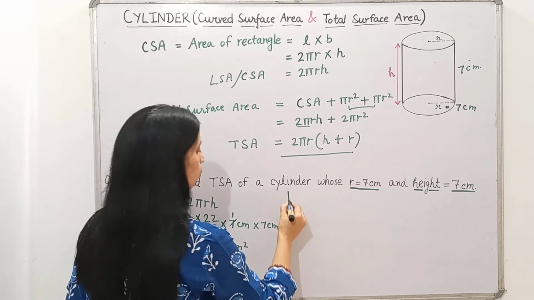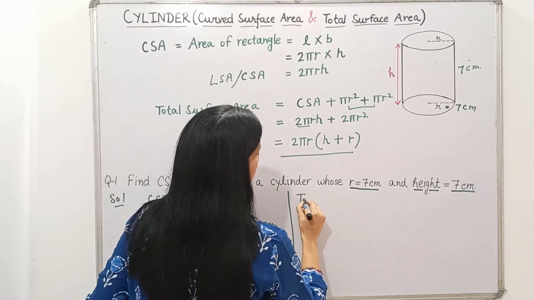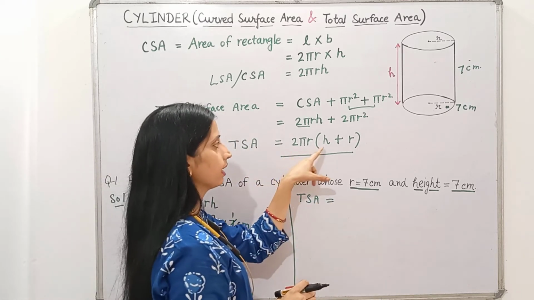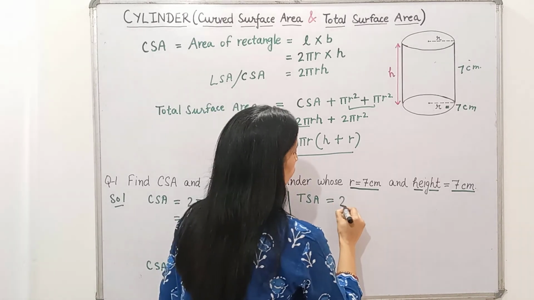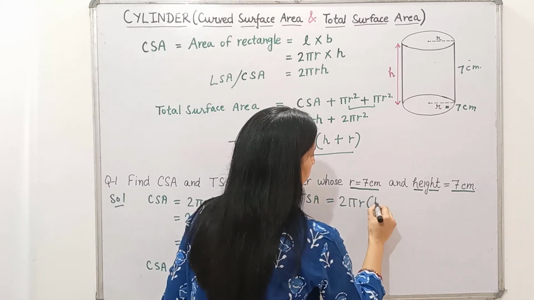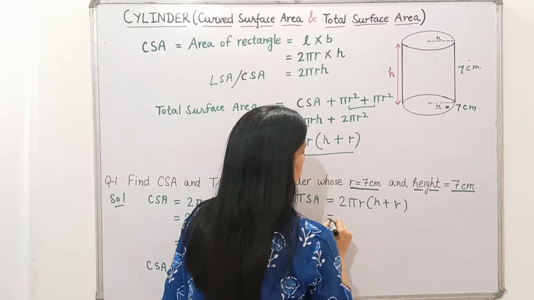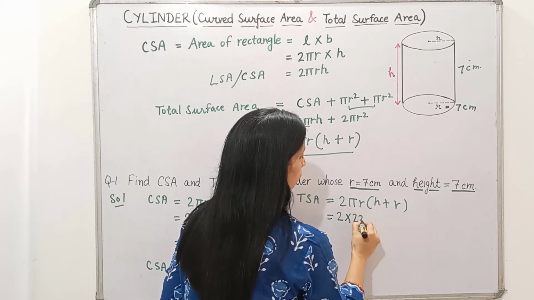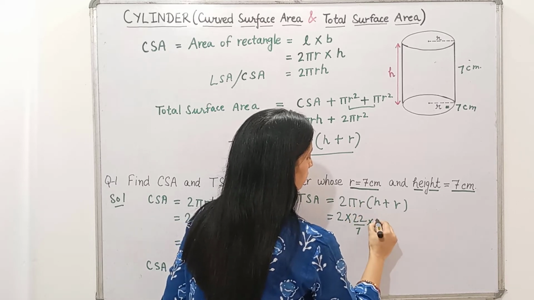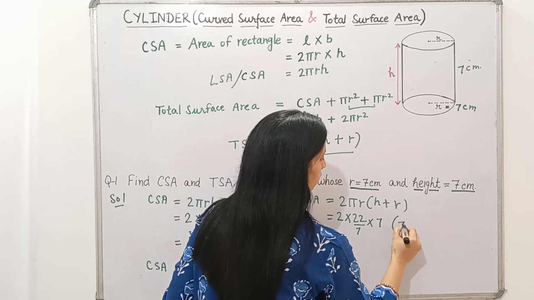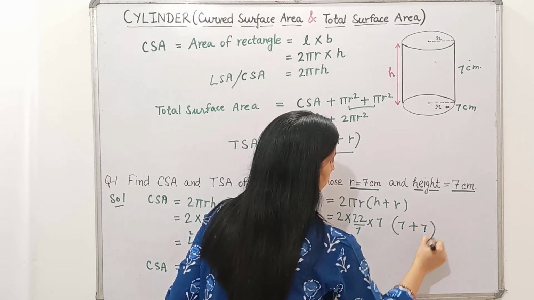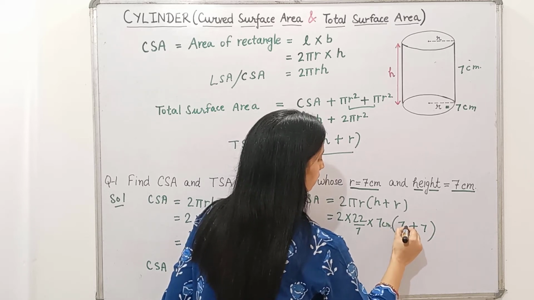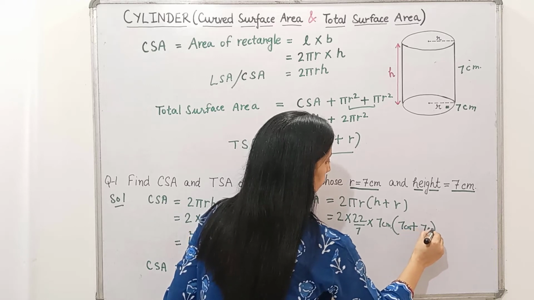Now we will find out the total surface area of this cylinder. And what is the formula for total surface area? It is 2 pi r into h plus r. So first we will write the formula, 2 pi r in the bracket h plus r. Now we will substitute the values here. 2, the value of pi is 22 by 7, and radius is 7 cm given, h is 7 plus r is again 7. Okay, write the units here: centimeter, centimeter, and this is also centimeter.